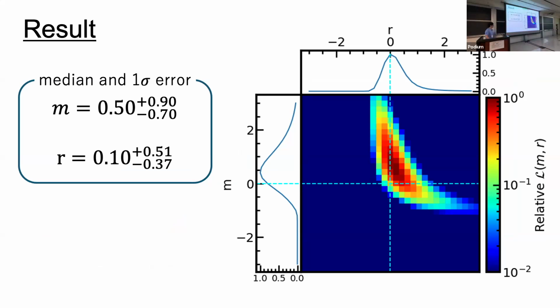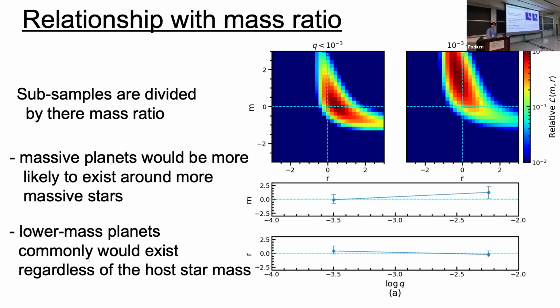The uncertainty is very large, but we can notice that this distribution prefers m larger than 0. If this result is correct, it suggests that the massive host star more likely has more planets. Yeah, so it is a very interesting result. And we also perform the same analysis by using the subsample divided by their mass ratio.